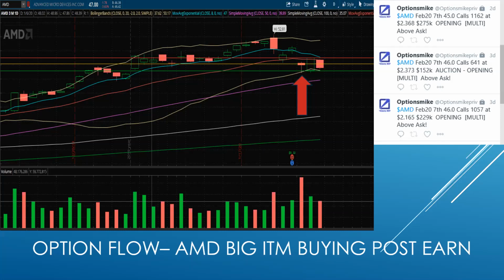Right. So again, option flow told me on Thursday that big guys were playing with this. Guys were coming in, look at the size of those bets, and they were playing at it. Right. So something to look for, something to keep an eye on going into next week.